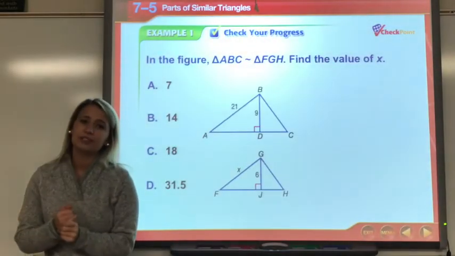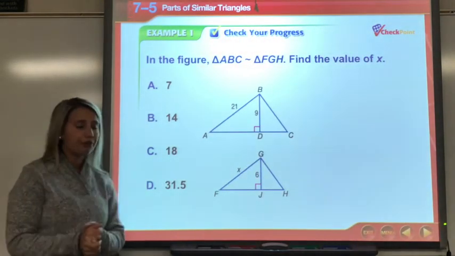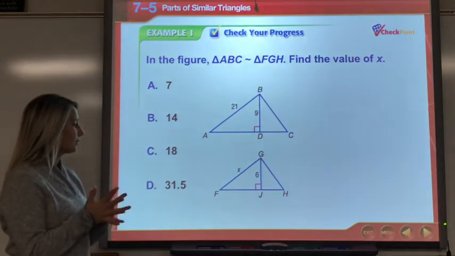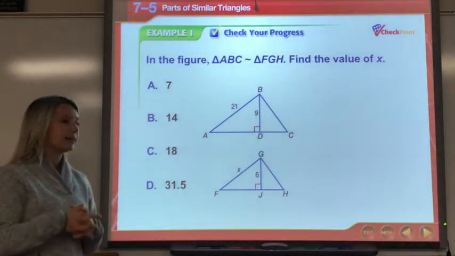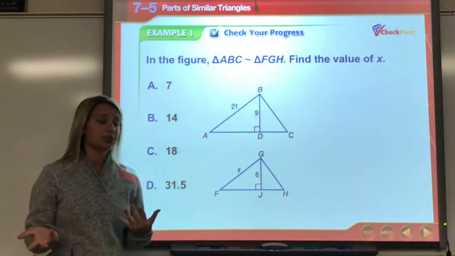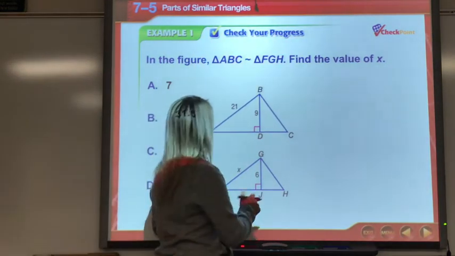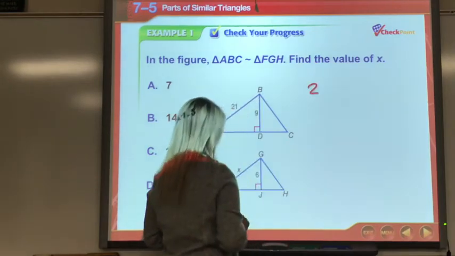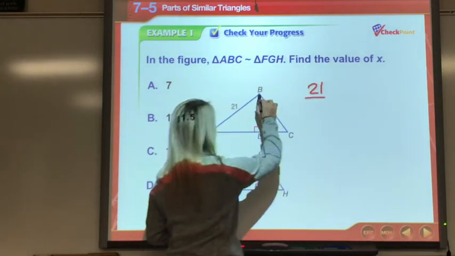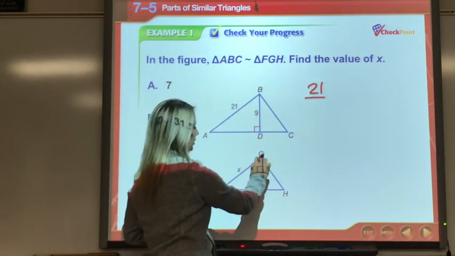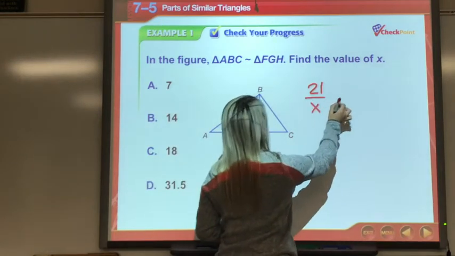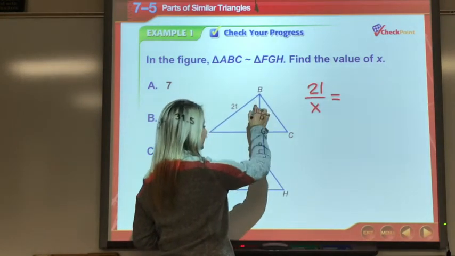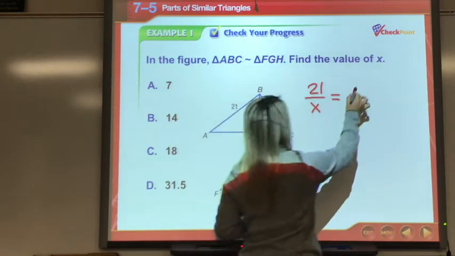Okay, go ahead, pause your video, give this one a try yourself. Okay, so it looks like this one is using the altitude. Okay, so if we set this up, we should have 21 over x, I'm taking this long side over this long side, equals this triangle, 9 is the altitude, over 6 is the other altitude.